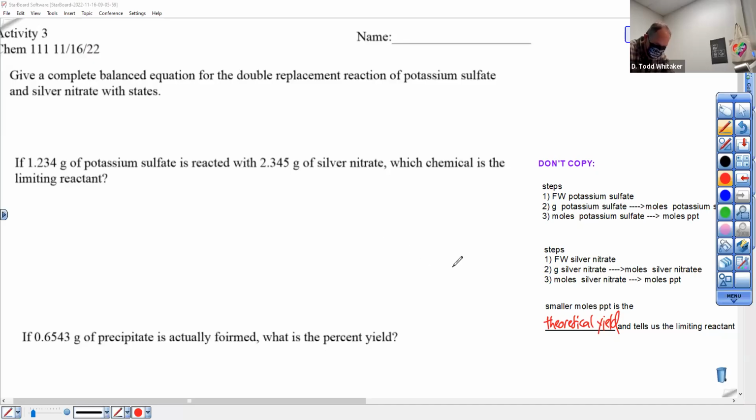Ladies and gentlemen, continuing our exploration of percent yield, theoretical yield, and our new discussion of limiting reactants. Here's a question that might show up on your next test. Looks like a test question from our last test. Give a complete balanced equation for the double replacement reaction of, and guys, I just write down the ions.